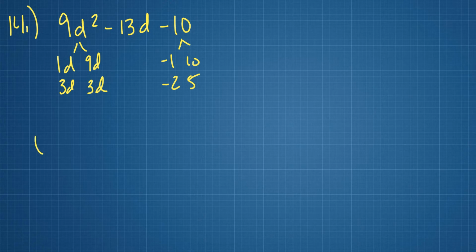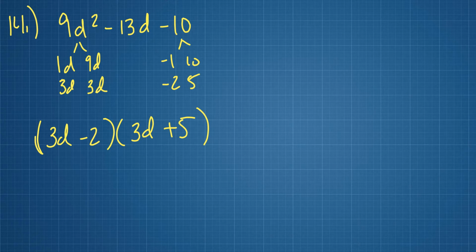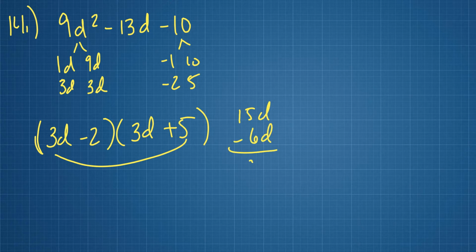Now, I always guess the numbers that are closest together first. So my first guess is going to be 3d minus 2, 3d plus 5. That doesn't always save me time. So I do the outside to get 15d, the inside to get 6d. Together, that's 9d. Not what I want.